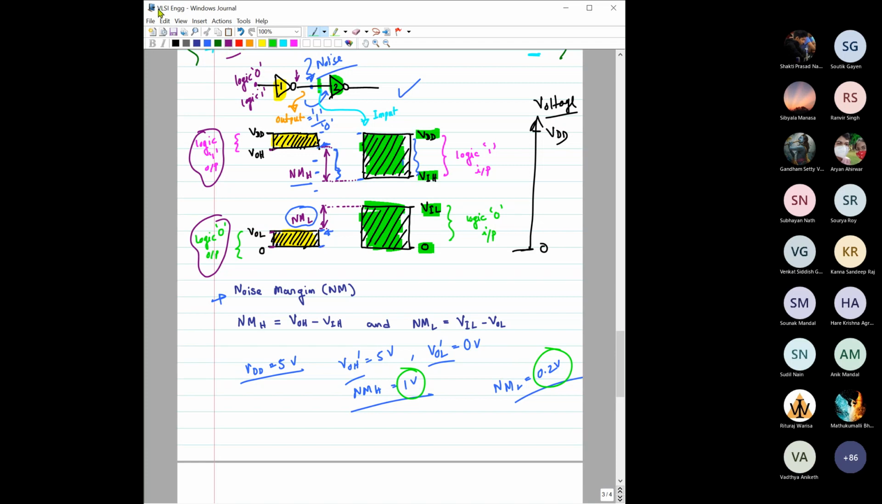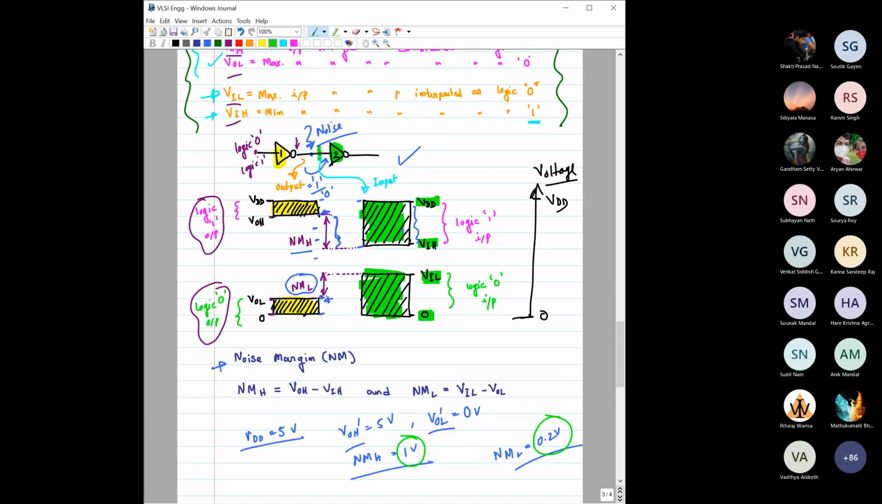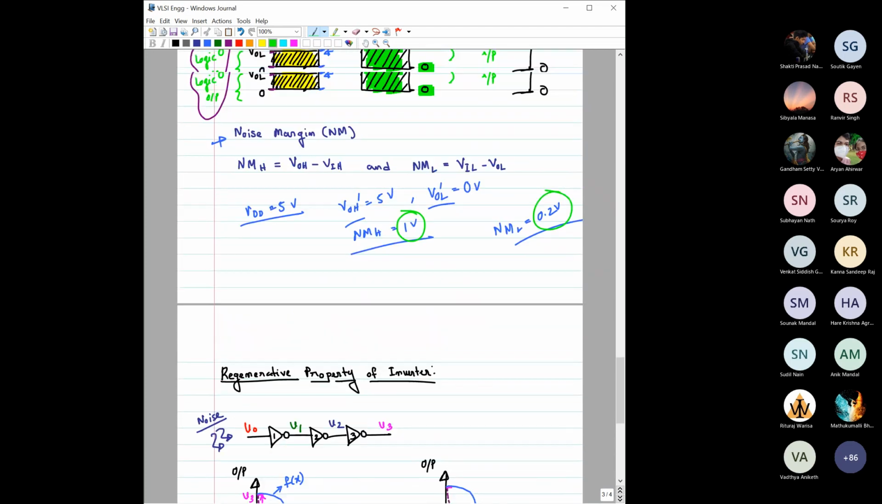Please let me know if you have any question. So what would happen for a pair of inverters if VOH is less than VIH? You are saying noise margin becomes negative. Yes, sir. Noise margin negative, then definitely it will cause something else. So that probably we'll see in the next page.